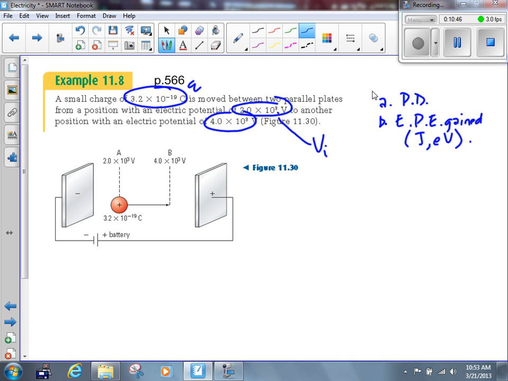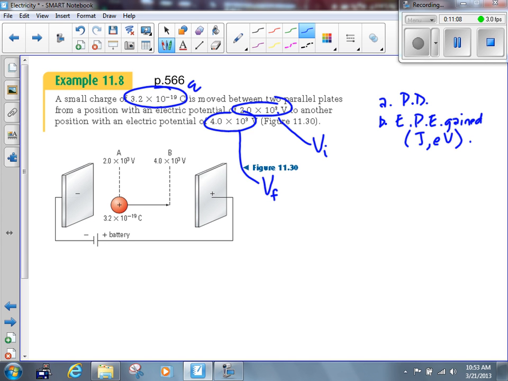Again, there are those four terms: electric potential energy, difference, potential, and potential difference. None of them are hard, but when we start trying to do questions that involve more than one of them, it gets a little bit confusing. You've got to keep that straight. That's the initial potential. This one, therefore, is going to be the final potential, VF.